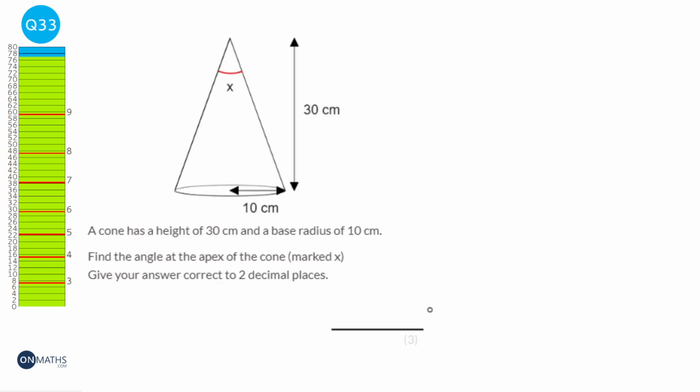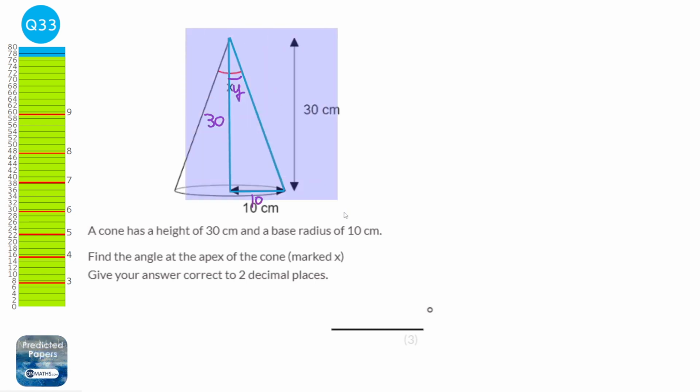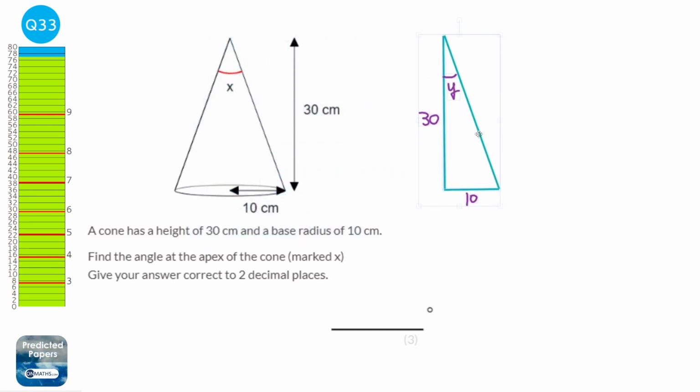So the first thing we need to realize is that we can create a right angle triangle from within this cone. If I draw a line from the top going downwards, a line to the right and a line up, we can label the sides. So we've got 30 here, and we've got 10 at the bottom here, and we're looking for this angle here, which we're going to call y. If I just highlight all of this and move it across, then we're obviously going to be using trigonometry to find out what y is.